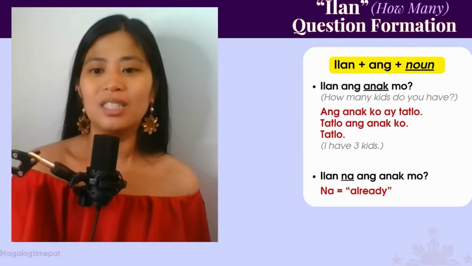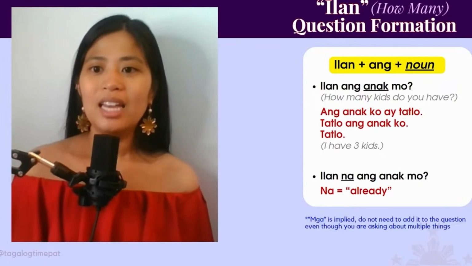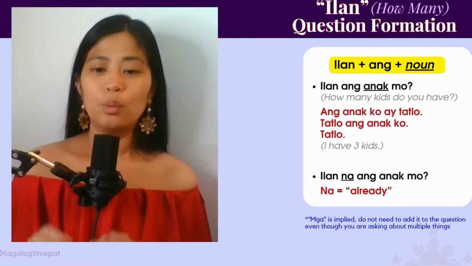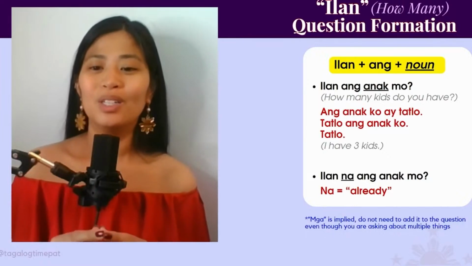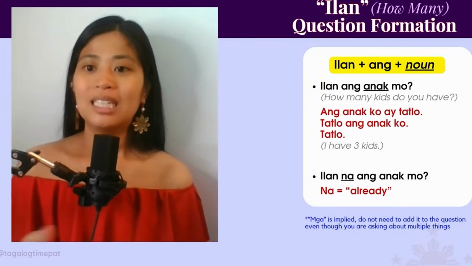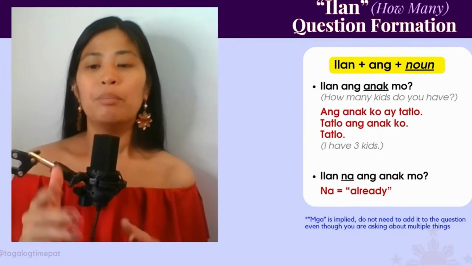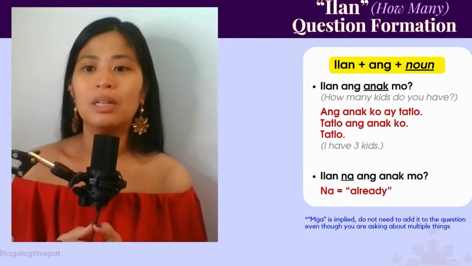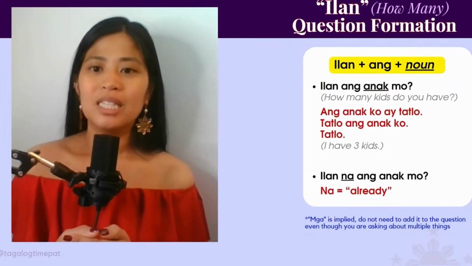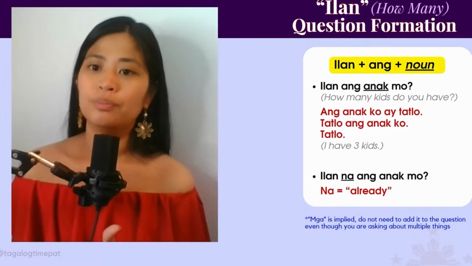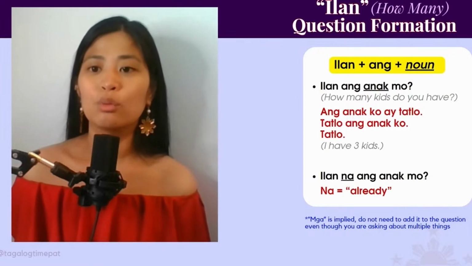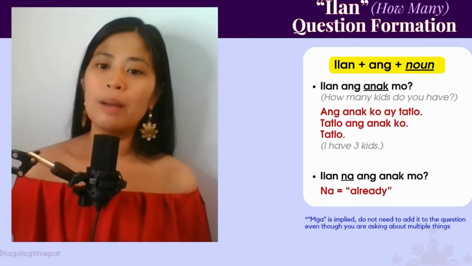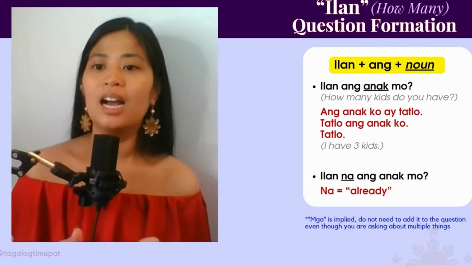So it's just like an emphasis. And then technically, when you want to make something plural, you have to add the word mga. So mga anak, kids, mga anak. But in the question form, you don't have to add mga because it's already implied. So you don't say, ilan ang mga anak mo? You can, it's not wrong, but people drop it and it's just, ilan ang anak mo?